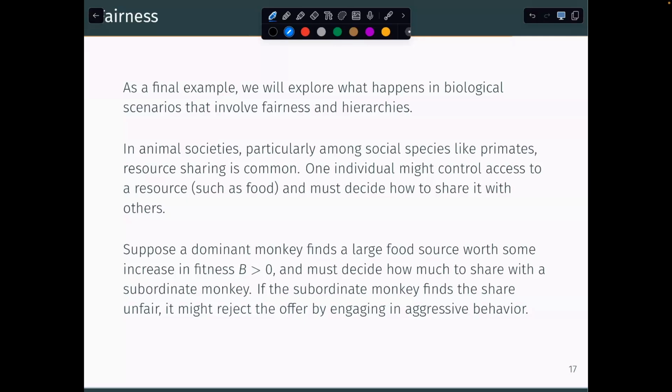If you've ever met my dog, it has to have all of the food. That's its concept of fairness, is that everything belongs to it.